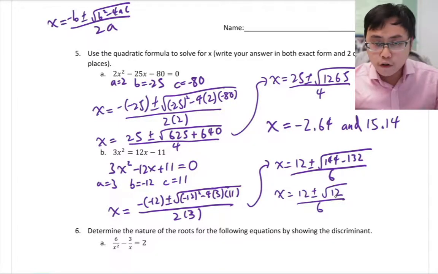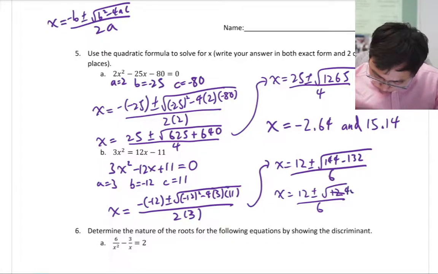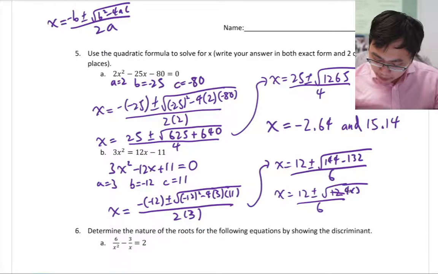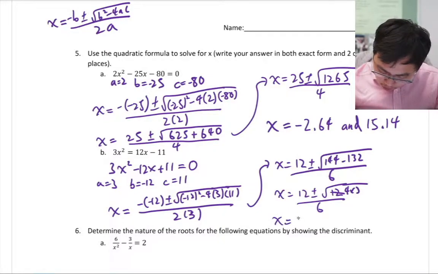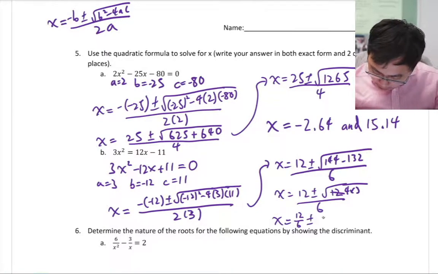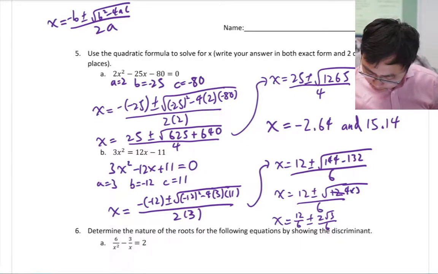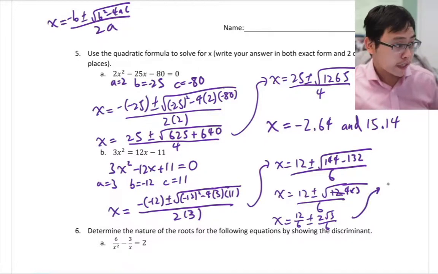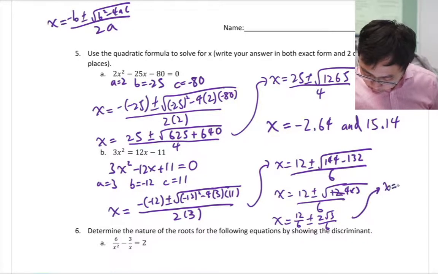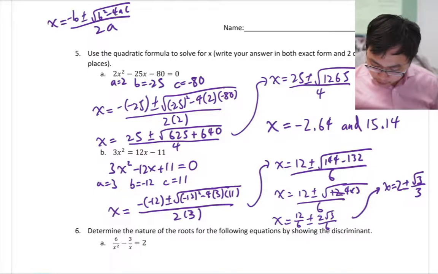Now, square root 12 can be simplified. That is the same as 4 times 3 inside the radical, and the 4 can be taken out. That's going to be 2. So let me split this fraction up. x is equal to 12 over 6 plus or minus 2 root 3 over 6. So let's further clean that up. Sorry, I'm running out of space. x is equal to 12 over 6, which is 2, plus or minus root 3 over 3, because the 2 and the 6 will simplify.